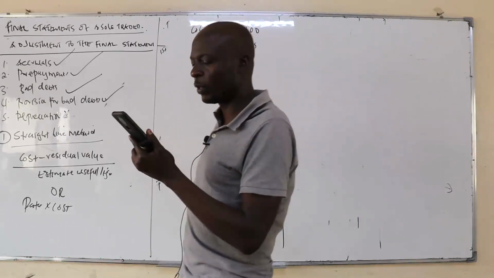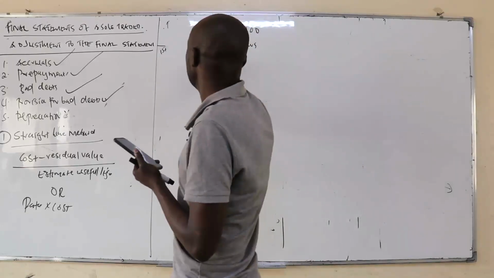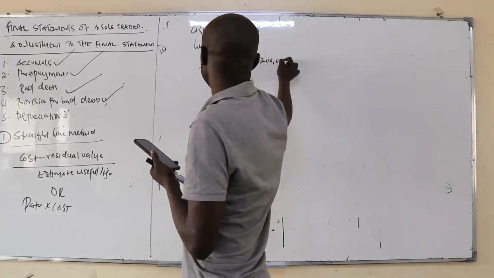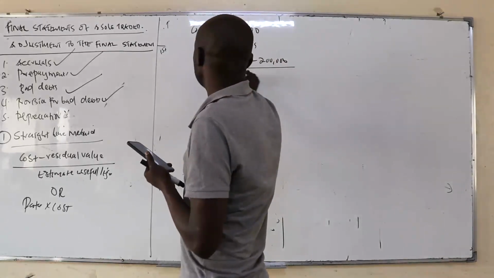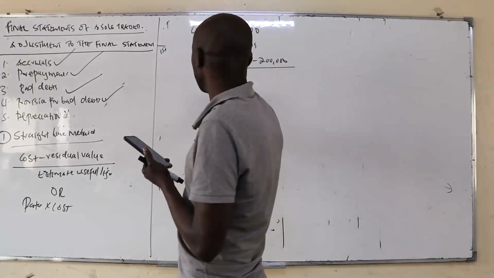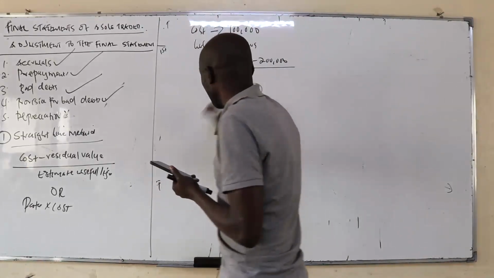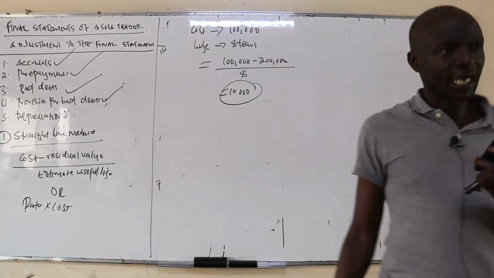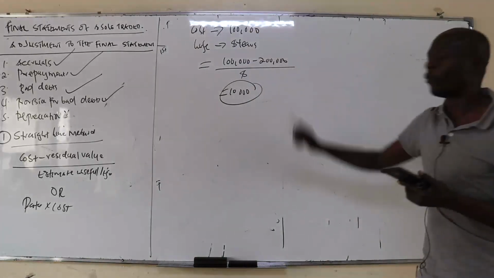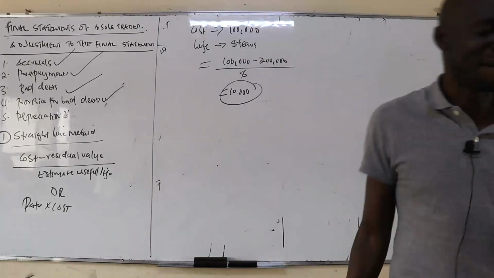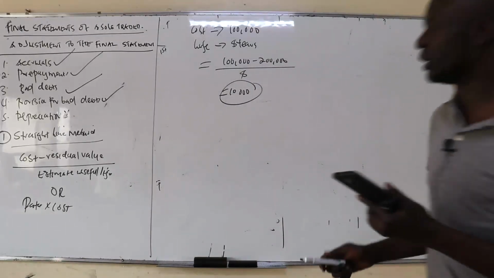Under the straight line method, depreciation will be determined as: you take the 100,000 minus 200,000 over 8. So you get 10,000. So you're going to be charging 10,000 in your accounts every year as depreciation for 8 years. Uniform amount. That is what we call the straight line method.